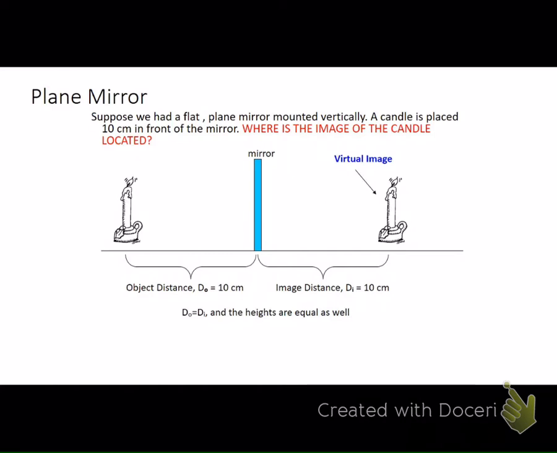But also notice when you put an object in front of a plane mirror, the virtual image that you see is always an equal distance, it seems, behind the mirror. And they also have the same heights. So in a plane mirror, you basically see the same thing. It's just a virtual image, and we know that it gets inverted on the horizontal axis.